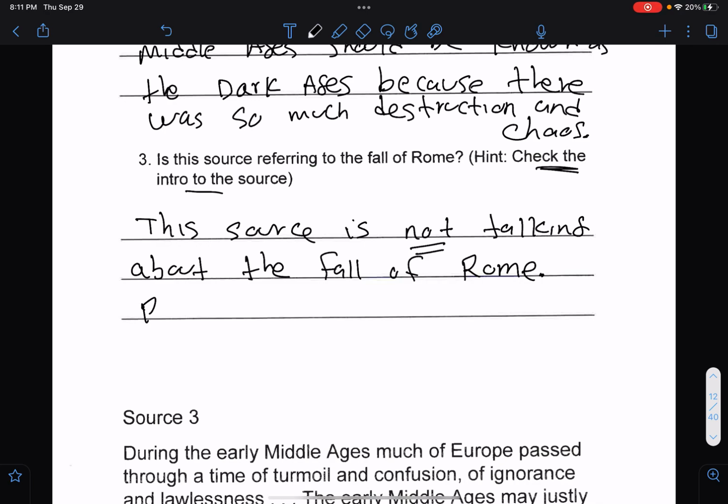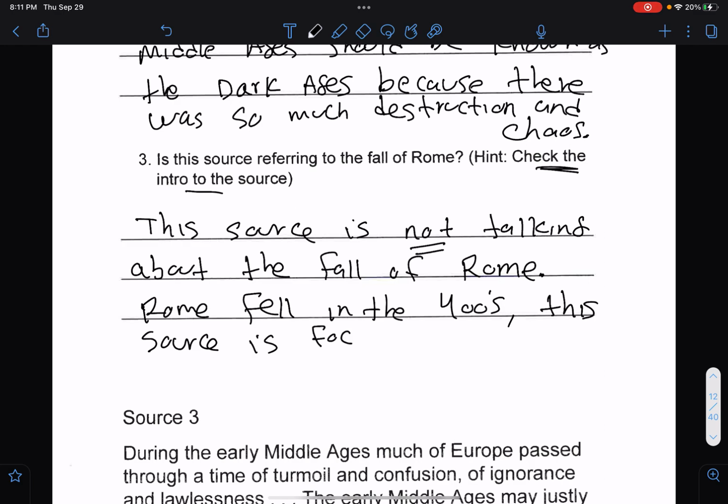Right? Rome fell in the 400s. This source is focusing on the 800s and 900s. So no, they're completely different time periods.